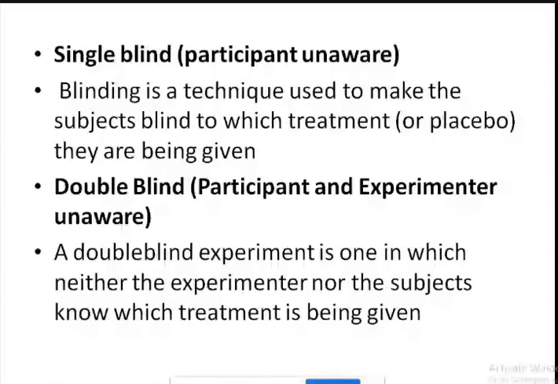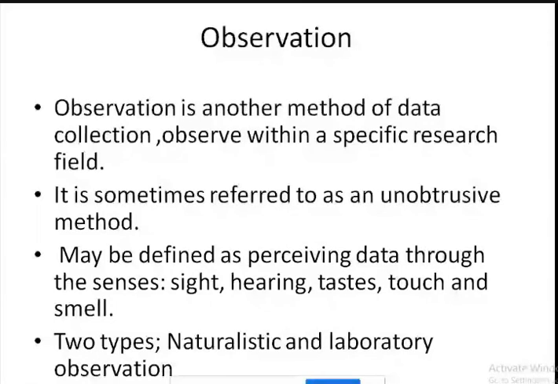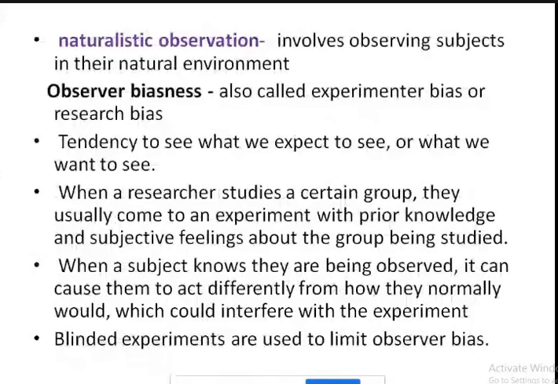Observation. Observation is another method of data collection. Here, the researcher observes within a specific research field. It is sometimes referred to as an unobtrusive method, which means unnoticeable or invisible. It may be defined as perceiving data through the senses like sight, hearing, taste, touch, and smell. Observation may be of two types, naturalistic and laboratory observation. In naturalistic observation, we observe subjects in their natural environment.